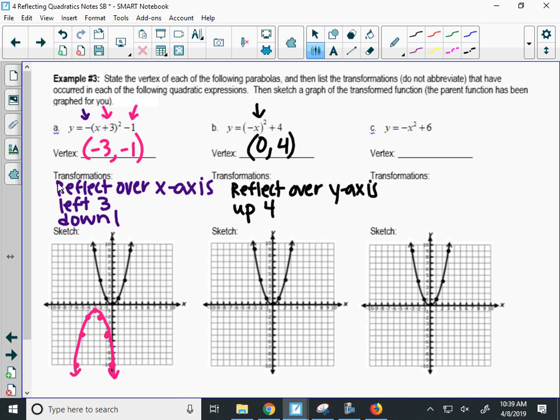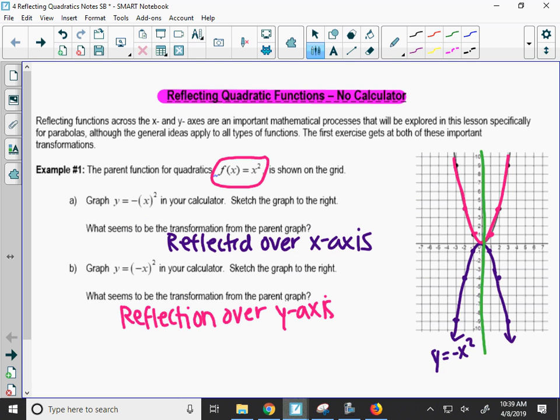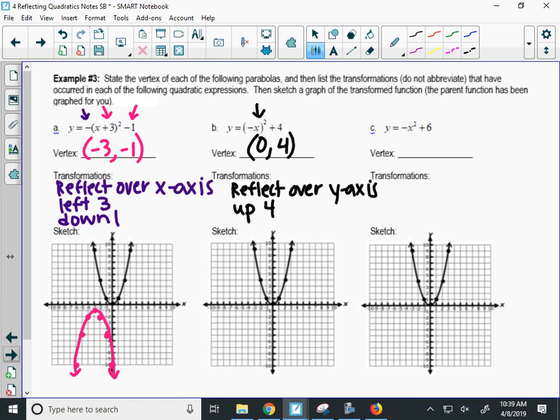Now when I reflect a parabola like this, that's in the parent function form, over the y-axis, it actually doesn't move. So it's going to stay in the same spot. We saw that on the front of our notes here. When I reflect the parent function over itself, that pink graph stayed put. So here, all we have to do is now move every point up 4.